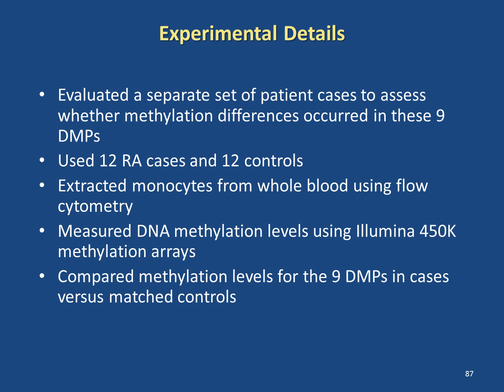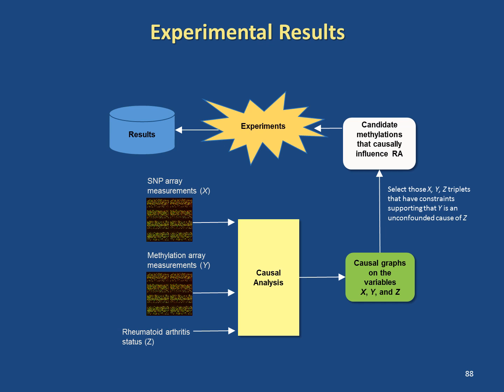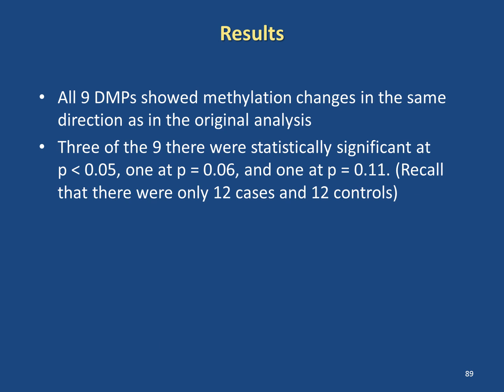But they extracted monocytes from whole blood using flow cytometry, and then they measured the DNA methylation levels between the cases and controls, again using these arrays, and they compared the methylation levels for the 9 DMPs across the cases and controls. And the result that they found was that all 9 DMPs showed methylation changes in the same direction as the original analysis, and 3 of them were statistically significant at 0.05 or less.